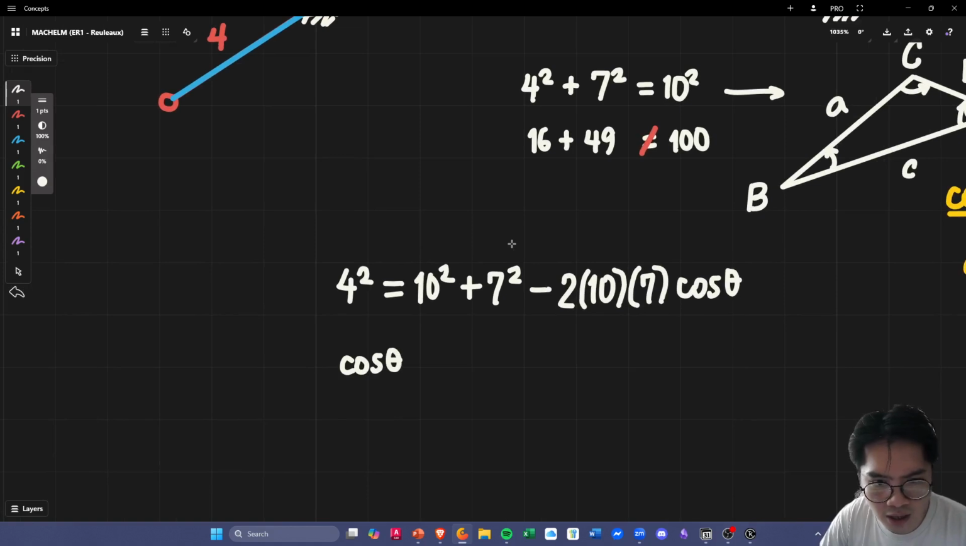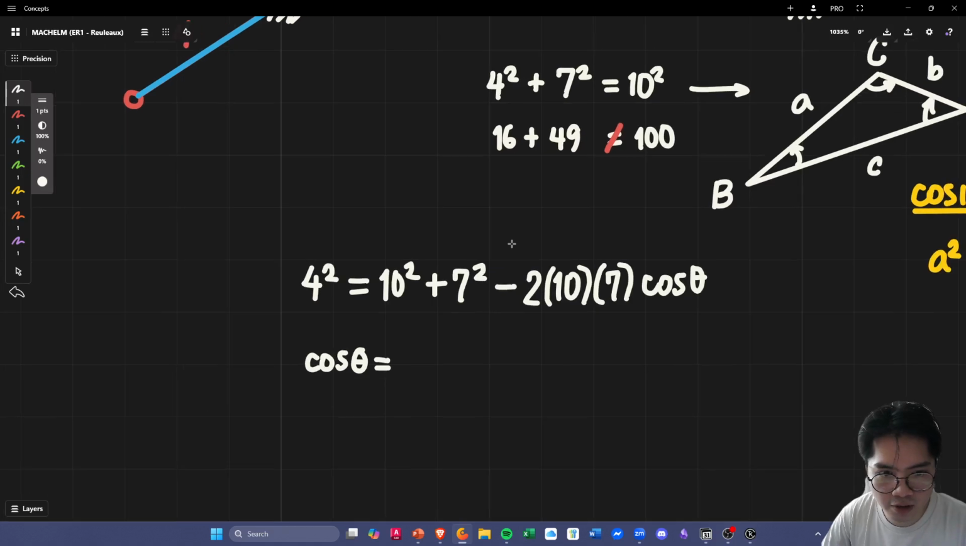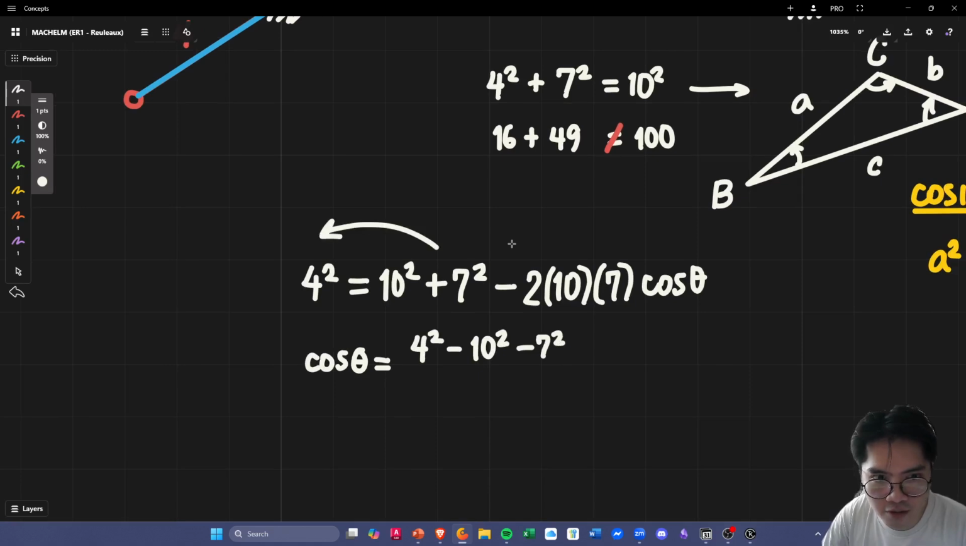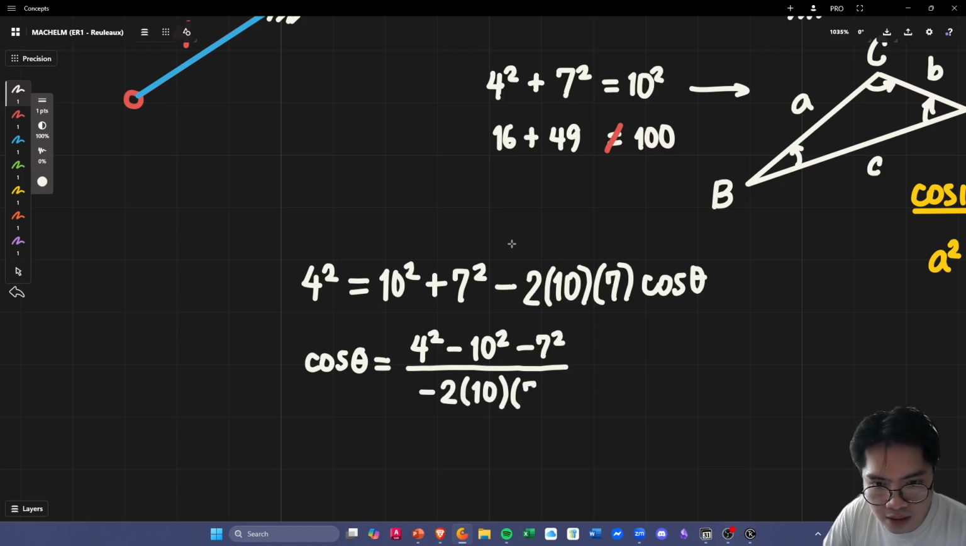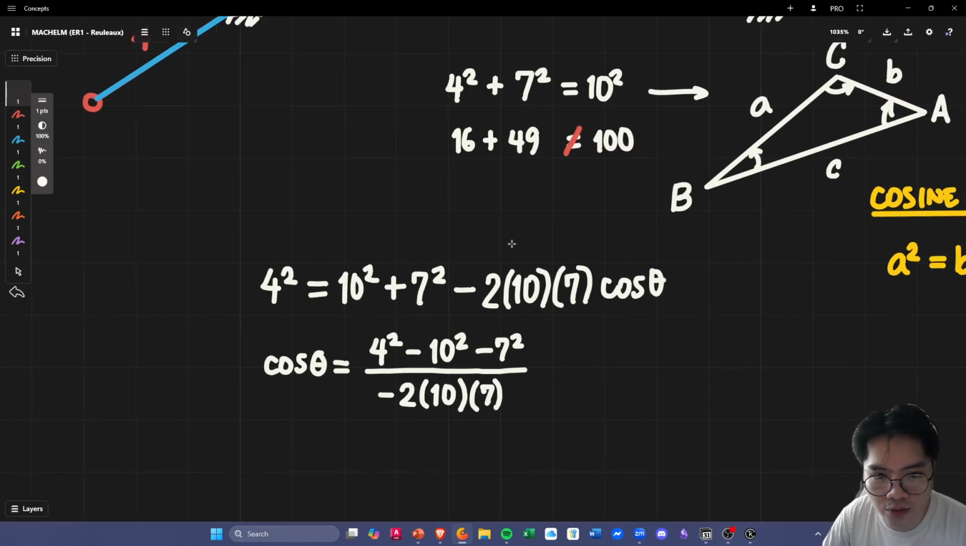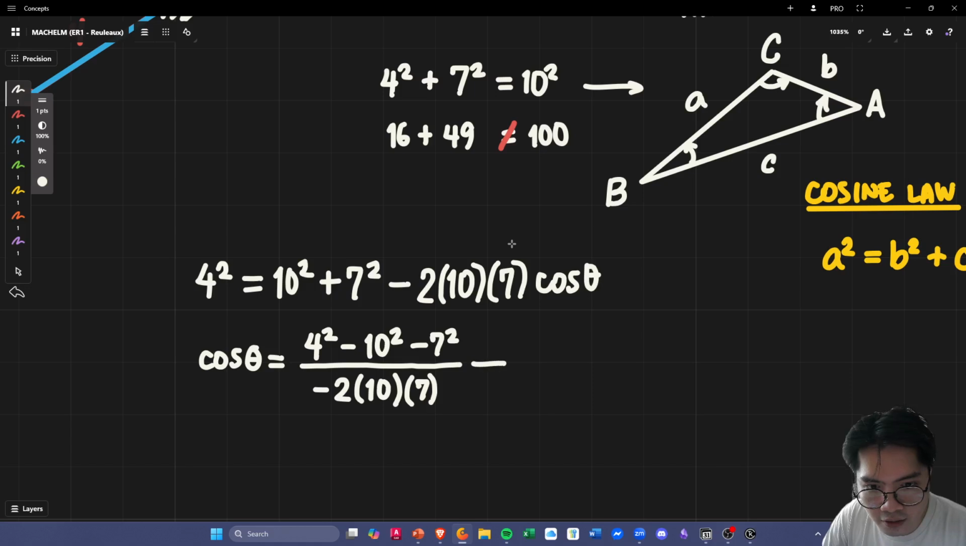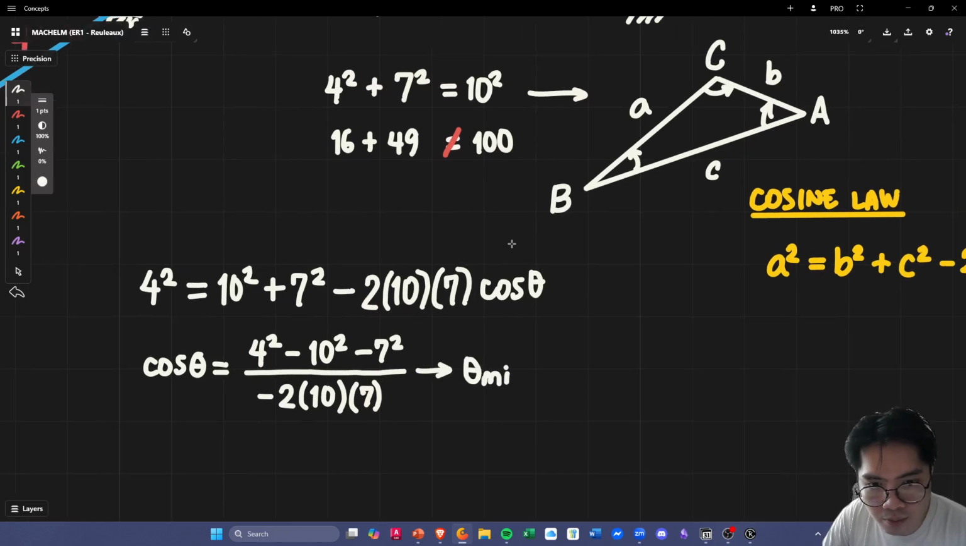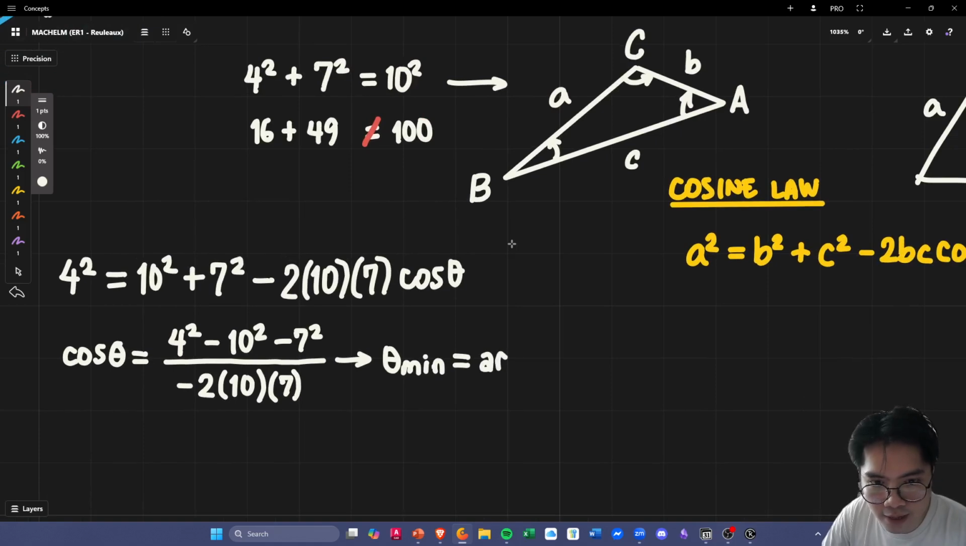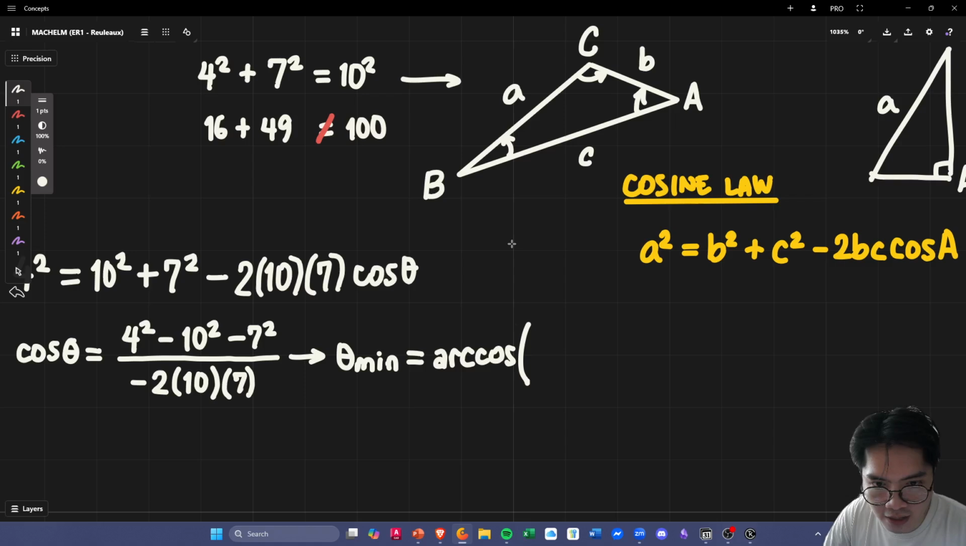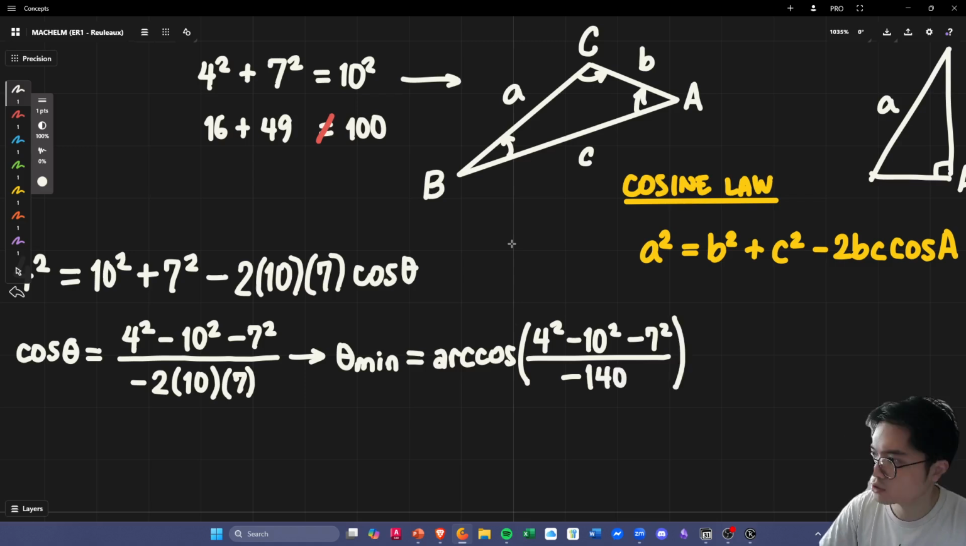You can just isolate cosine theta, and here you will get 4 squared minus 10 squared minus 7 squared. You're just moving everything to the left, and then you're dividing by negative 2 times 10 times 7. And so, as a result, you get a theta minimum of the arccosine of this value, 4 squared minus 10 squared minus 7 squared all over 2 times 10 times 7, which is just negative 140. Okay, so let's try this out.